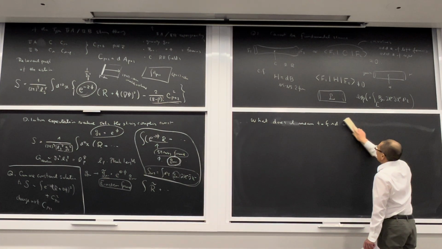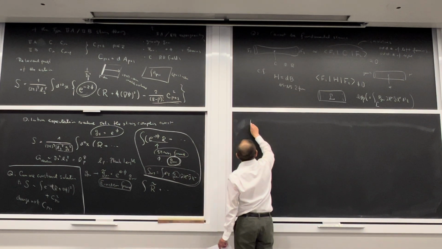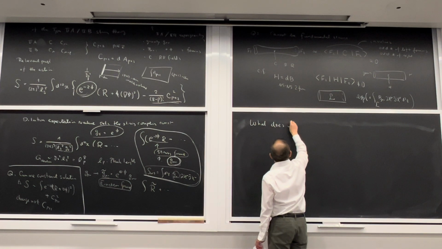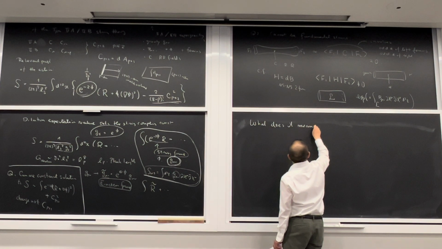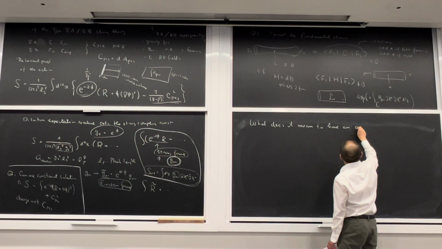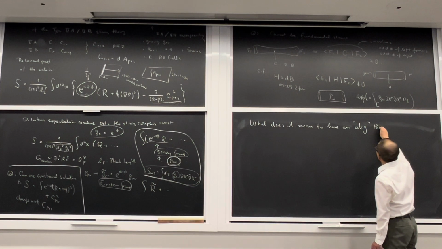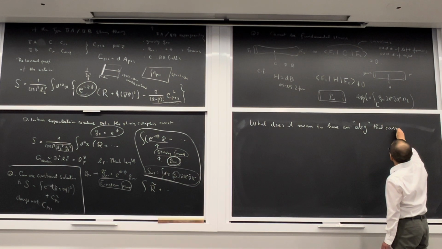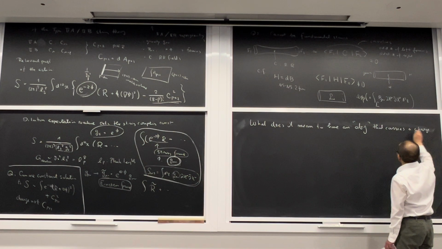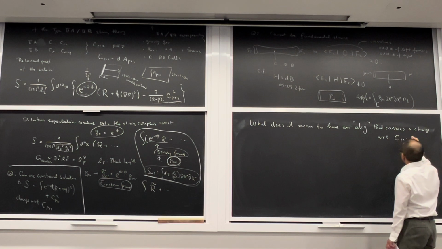Not quite legible, I'm afraid. So let me do it again. So what does it mean to have an object that carries a charge with respect to its Ramond-Ramond field?